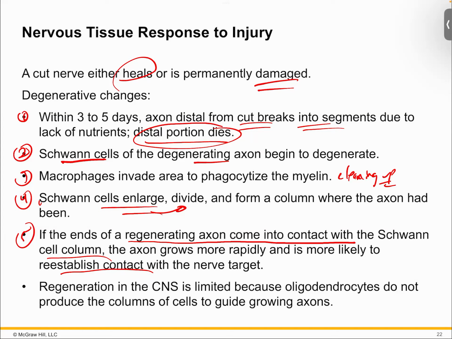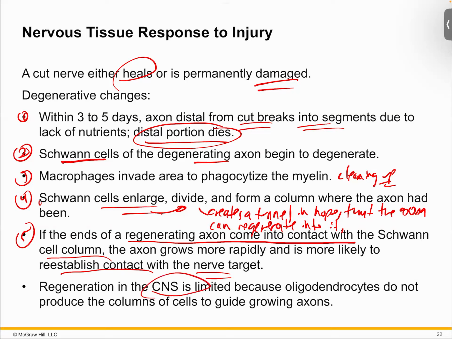But right, so the idea is the Schwann cell creates like a tunnel in hopes that the axon can regenerate into it. And the idea is if you're able to get it to come into contact with that Schwann cell tunnel, then it might be able to reestablish contact with your ultimate nerve end. Okay, so that's kind of a regeneration thing.